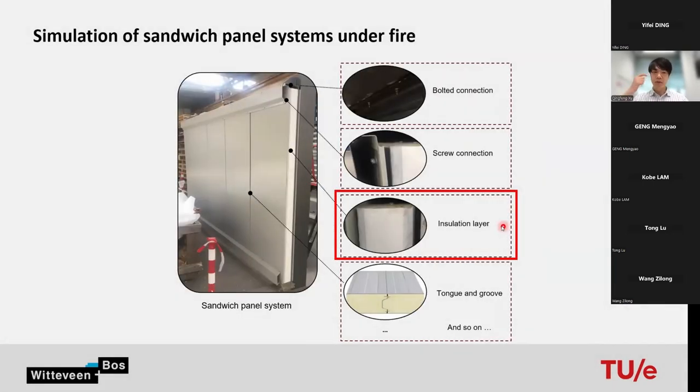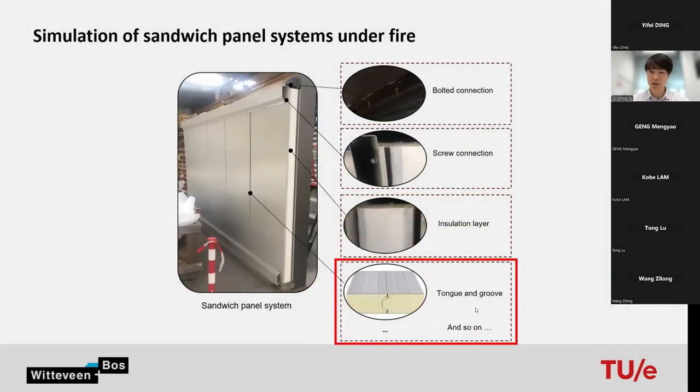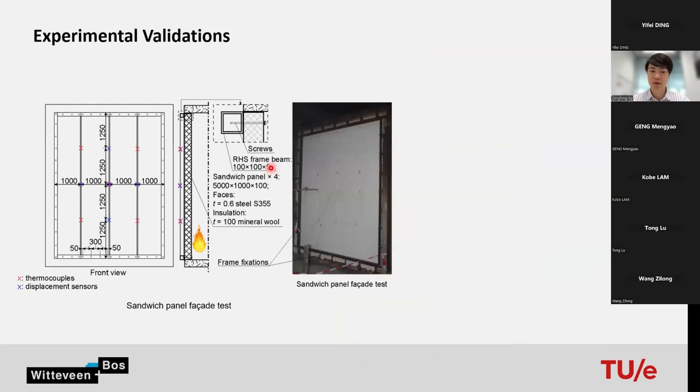Now we can move to the last part of my PhD, which was about the experimental validation for the structural details inside the sandwich panel systems. So the first experiment I did was about the sandwich panel facade test. As you can see here, it's a very big sandwich panel system. It's around 5 meters high and 4 meters wide. And when it's fire exposed, the sandwich panel will behave like this. So it will bend toward the fire.